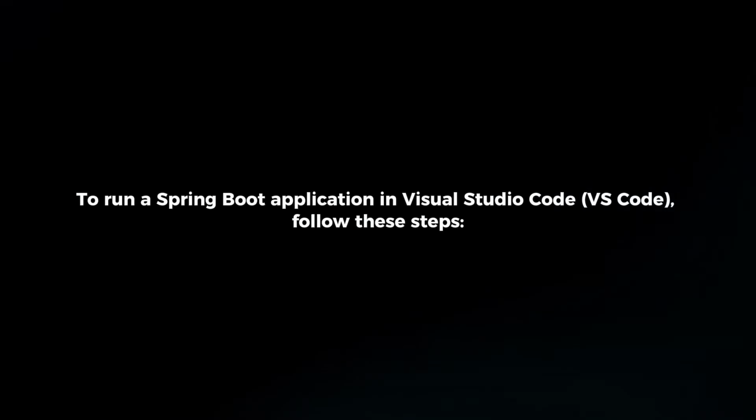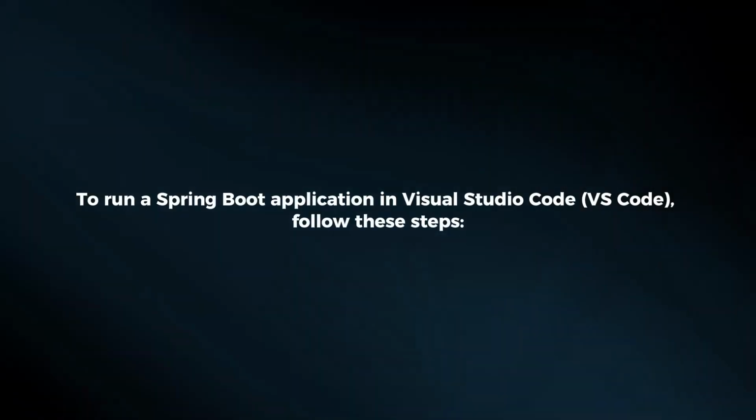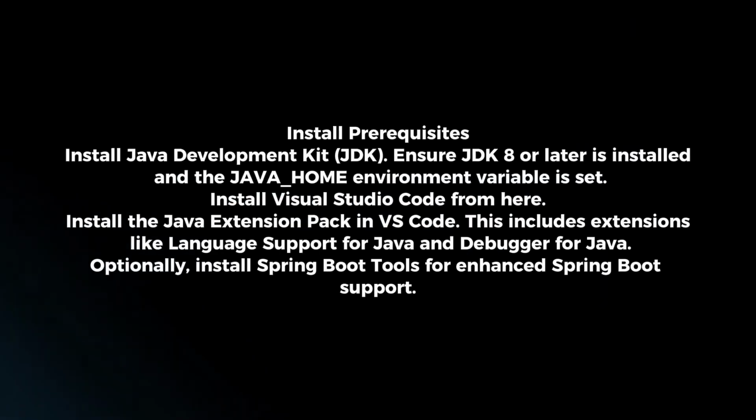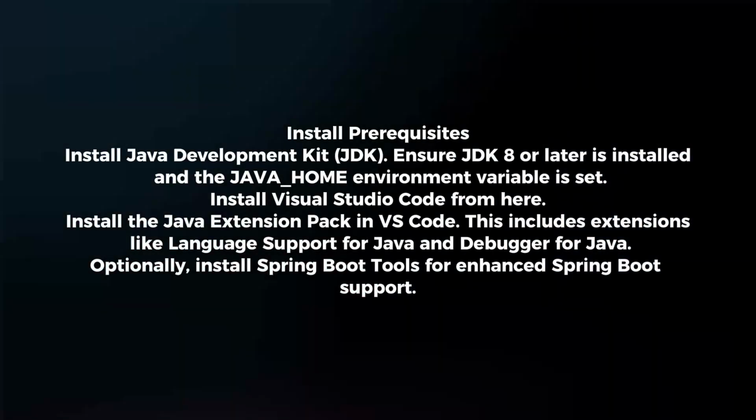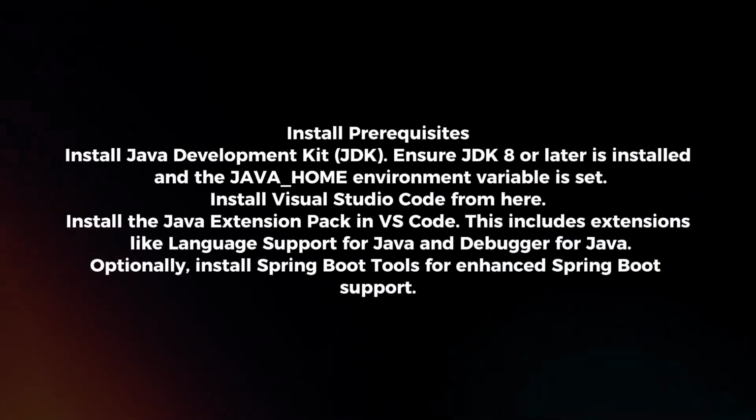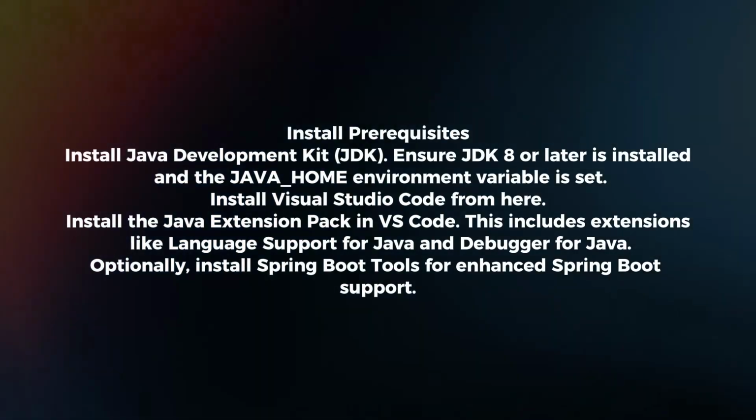To run a Spring Boot application in Visual Studio Code, follow these steps. Install prerequisites. Install Java Development Kit. Ensure JDK 8 or later is installed and the Java home environment variable is set. Install Visual Studio Code from here.